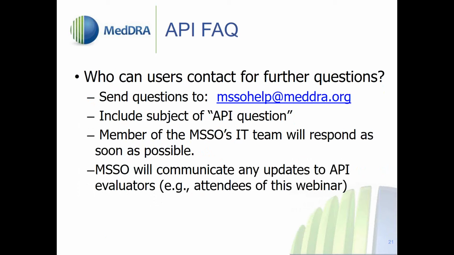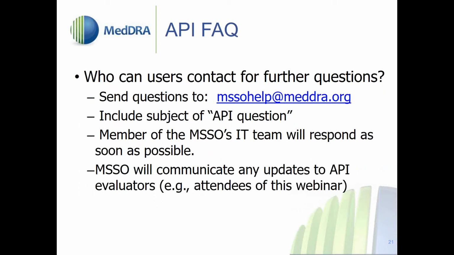So if there are questions after the Q&A session that we're about to go into, you are more than welcome to send an email to our help desk at mssohelp@meddra.org. Please do include the subject of API question. This just alerts our help desk staff what the question is about, and it will be routed to our IT team who will respond as soon as we can do that.